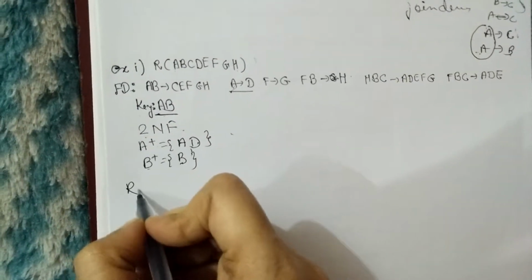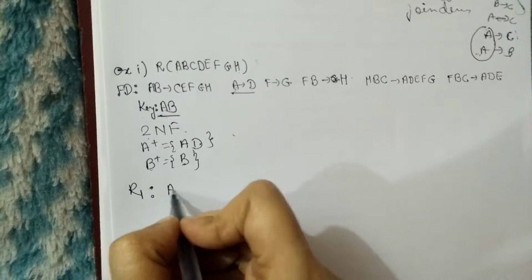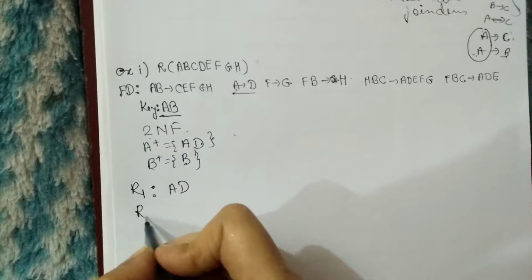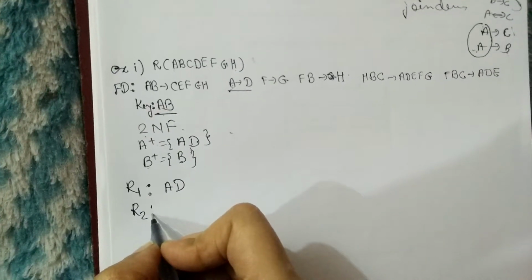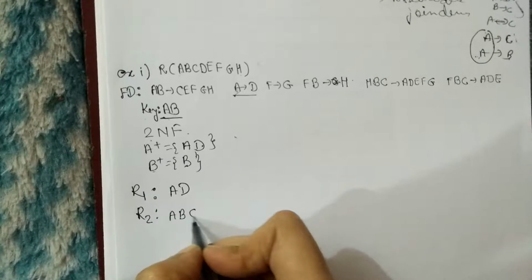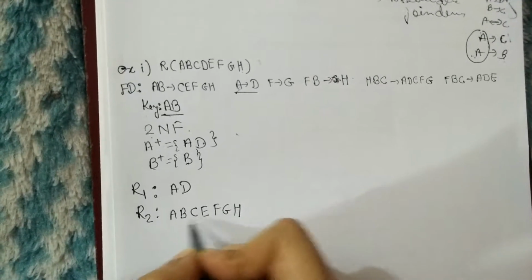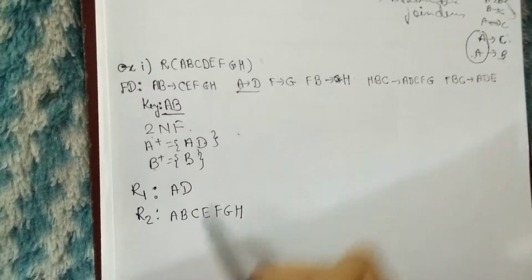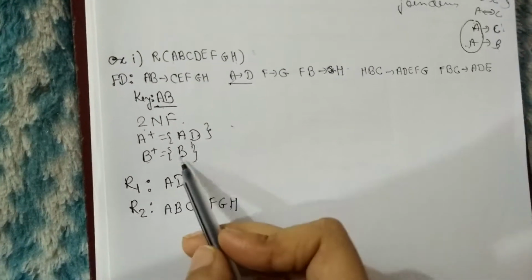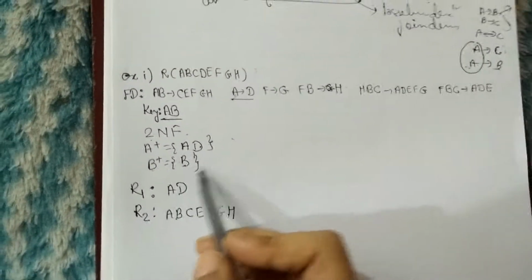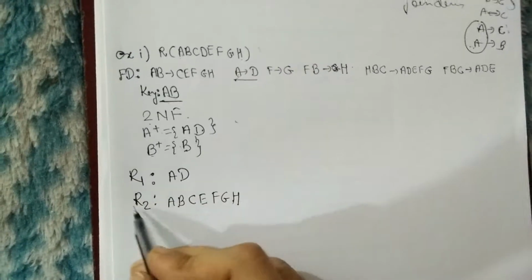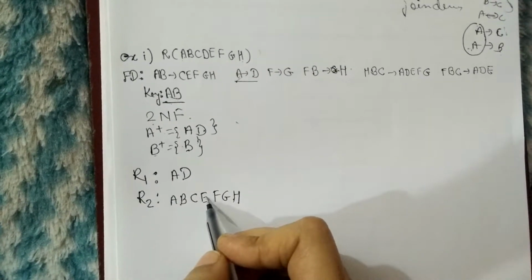So from that we can say that relation 1 is going to have A and D, whereas relation 2 is going to have A, B, C, E, F and G, H. Whatever the remaining attributes are, all are included in the second relation, because in B we can see there are no other attributes. Now these are our tables in 2NF.